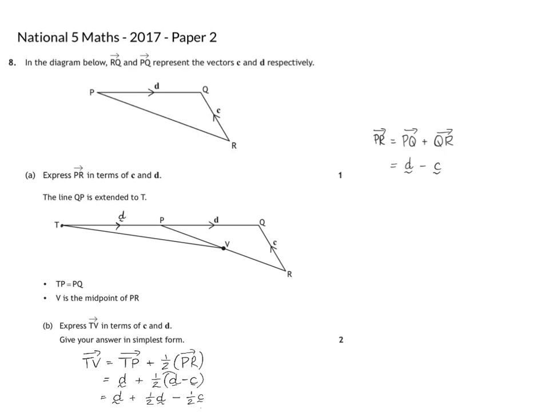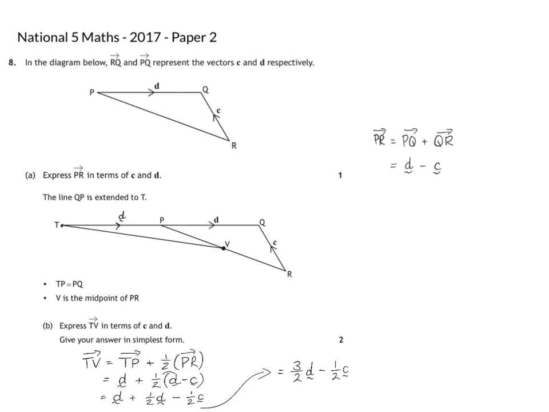So simplifying that, or sorting it out together, I would keep going down again, but I've run out of space. Should have done it over at the side. So we end up with D plus a half D, so that's 3 halves of D, or 1.5 D, take away a half of C.